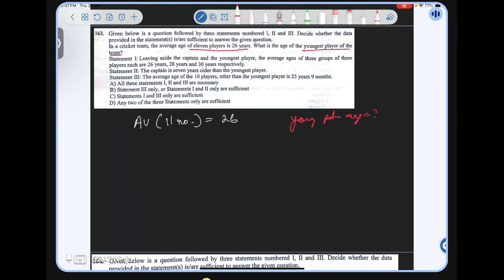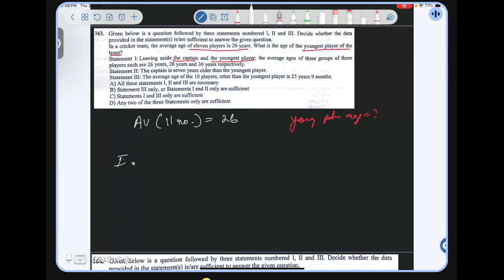Let's start with statement number 1. Leaving aside the captain and the youngest player. If we remove the captain and the youngest player, how many people are we talking about now? There were 11 people. From 11 people, if I remove the captain and youngest player, that means from 11 I'm removing 2. If I remove 2, we are talking about 9 people there. Okay, there's a twist here.